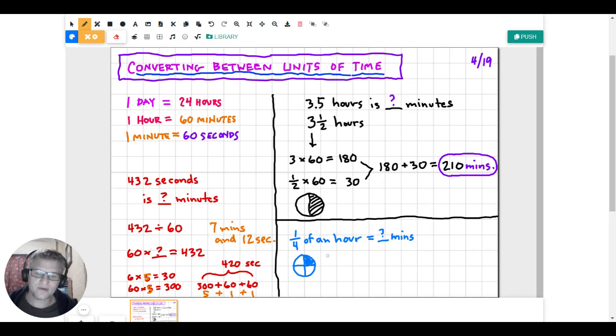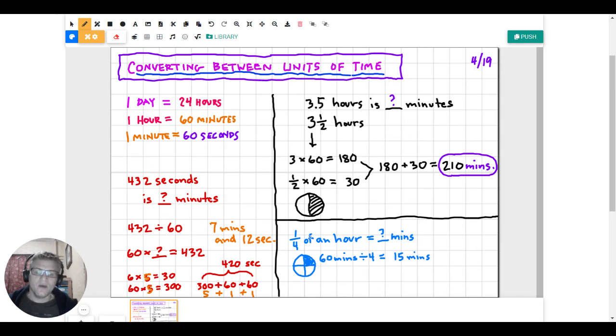Well, we know that there are 60 minutes in an hour. So if I'm taking 1/4 of that, I can just divide it by 4. So this would be 60 minutes divided by 4, right? Because there's 4 equal parts. Once again, 1/4 means that you're taking just 1 out of 4. So we're dividing it by 4, and 60 divided by 4 is 15 minutes, right?